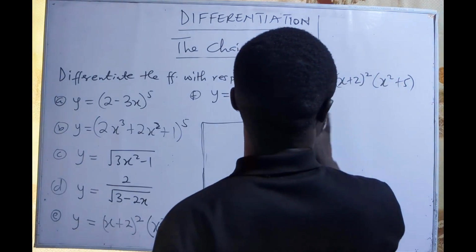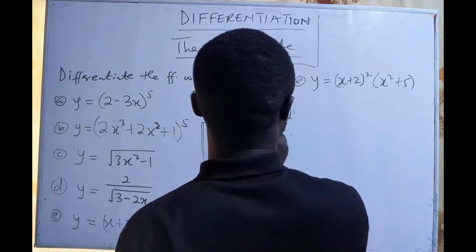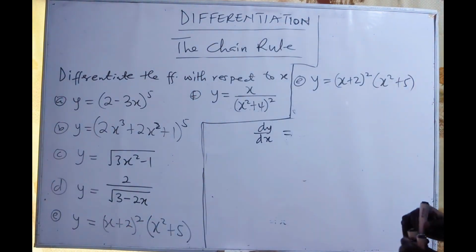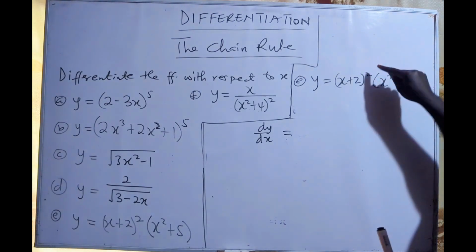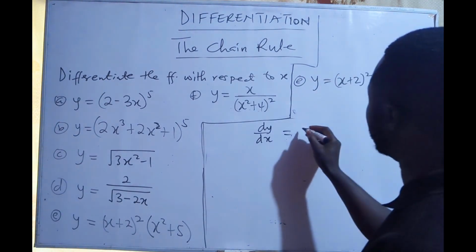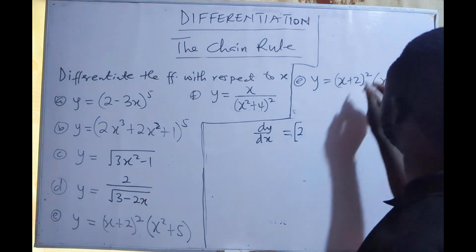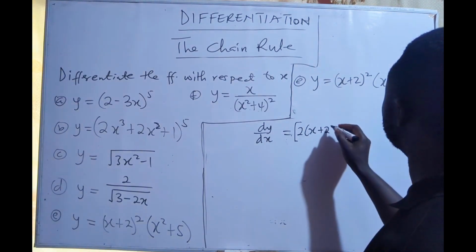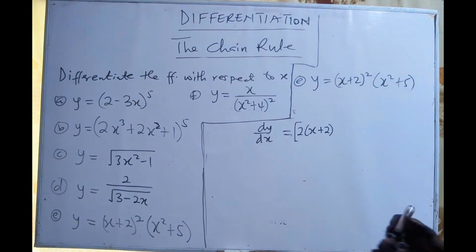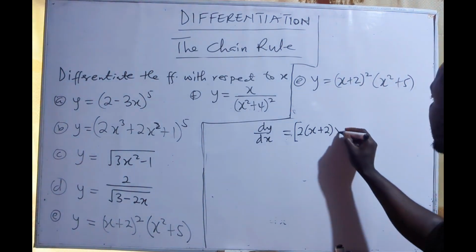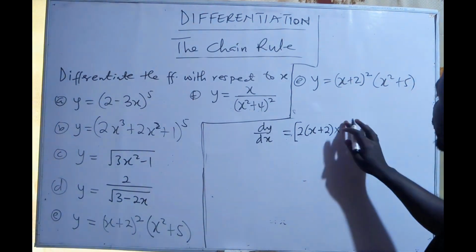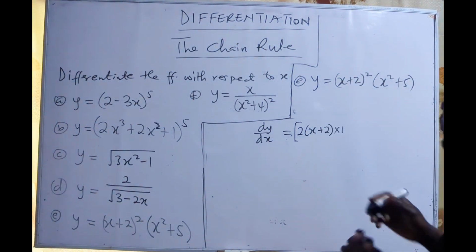So let me bring it here. Our dy on the dx can be equal to, let's differentiate the first one. If I'm applying the chain rule, 2 will come here and multiply, so 2 will multiply x plus 2. Then we subtract 1 from the exponent, so it is 1, times the differentiation of what is in the bracket, which will be 1, because x will give us 1.